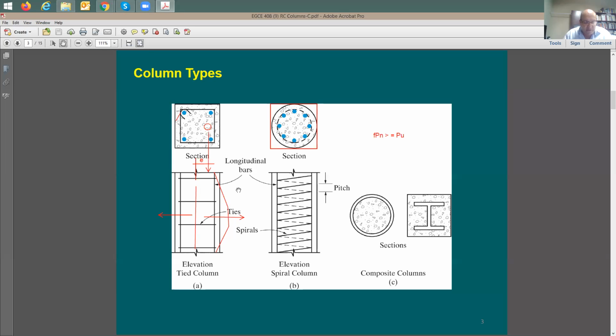So how many reasons for the ties? Can someone remind me here again? If you can repeat this, please. Why do we have ties for columns? To make sure column buckling doesn't occur. Column buckling or the rebar buckling? Or rebar buckling. Okay, rebar, not the column. Okay, that is the first one. How about the second one?